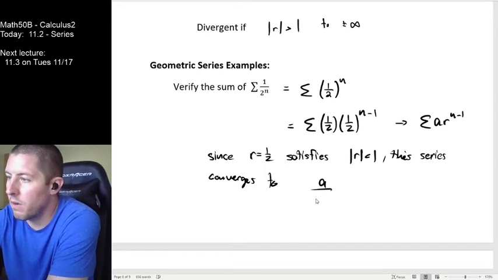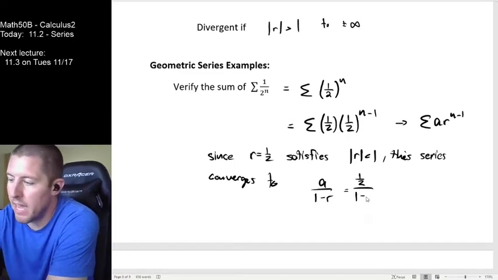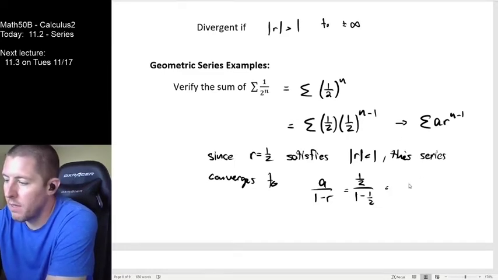To a over 1 minus r. In our case, a is the leading coefficient. That's the 1/2 I have sitting right there. 1 minus r is the base of the exponential, and that's 1/2. This is now 1/2 over 1/2, and that's 1.